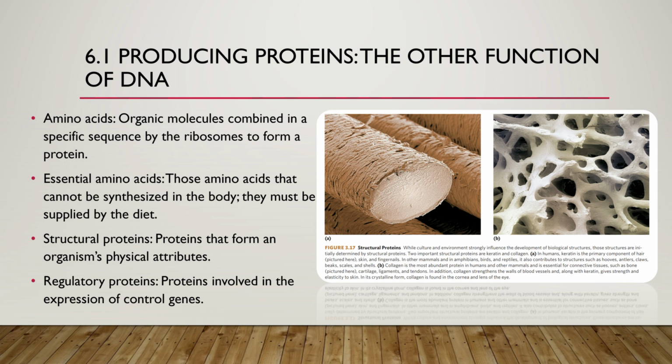Number 6, part 1 is producing proteins, the other function of DNA. DNA serves as the template for protein synthesis. Proteins are the complex chemicals that make up tissues and bring about the functions, repair, and growth of tissues. Proteins consist of amino acids, of which there are 20. Most of the human body is composed of proteins, and the body produces 12 amino acids. Amino acids are organic molecules combined in a specific sequence by the ribosomes to form a protein.